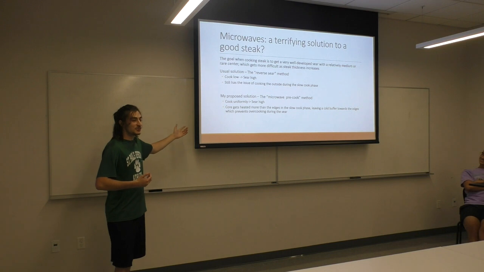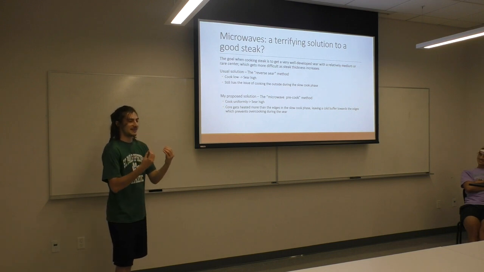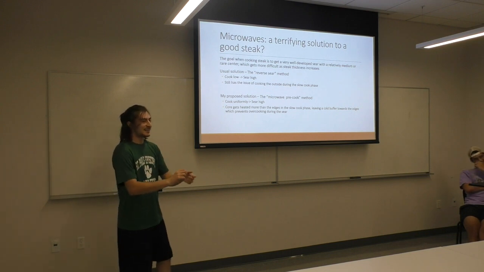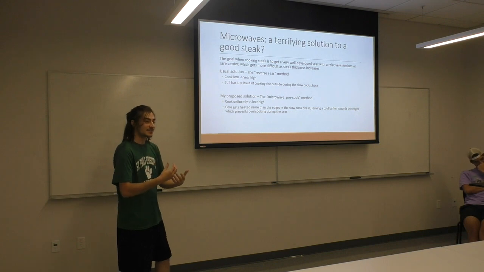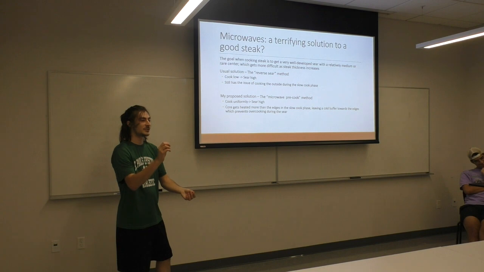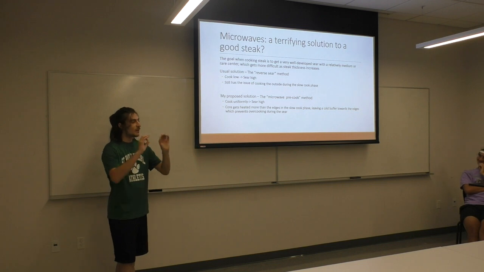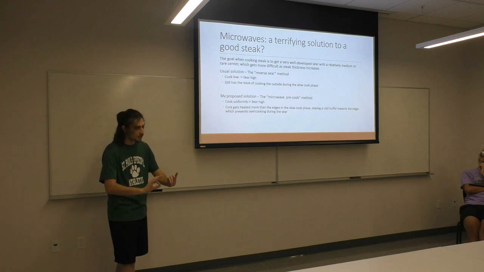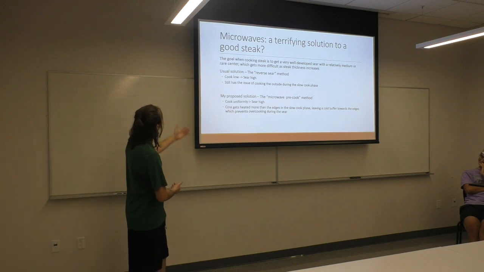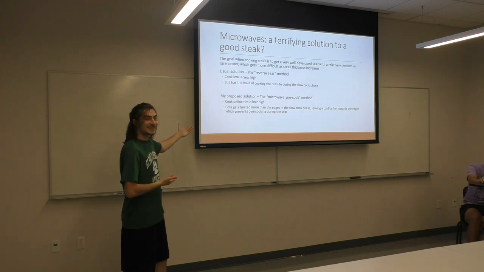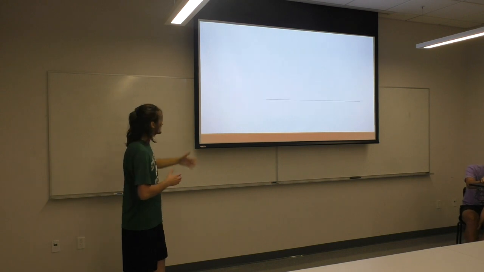So, my solution, have a microwave to uniformly heat it. That way, the hottest point of the steak is in the center, and then it slowly decreases in temperature as it goes outward. Then, when you put it on the hot pan, it will spike the temperature on the edges while keeping the center a nice cool 130 for your medium rare. And I believe that is all of my presentation.